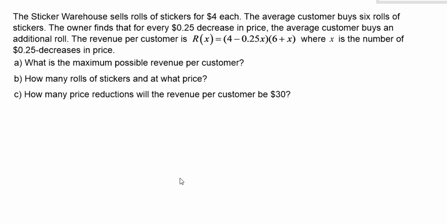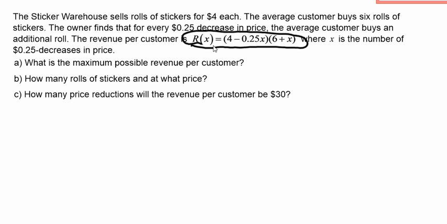The revenue per customer is, and here they give us an equation. So there's the equation. And in this equation, x is the number of 25-cent decreases in price. And here's the math we have to do. What is the maximum possible revenue per customer? How many rolls of stickers and at what price? And how many price reductions will the revenue per customer be $30?